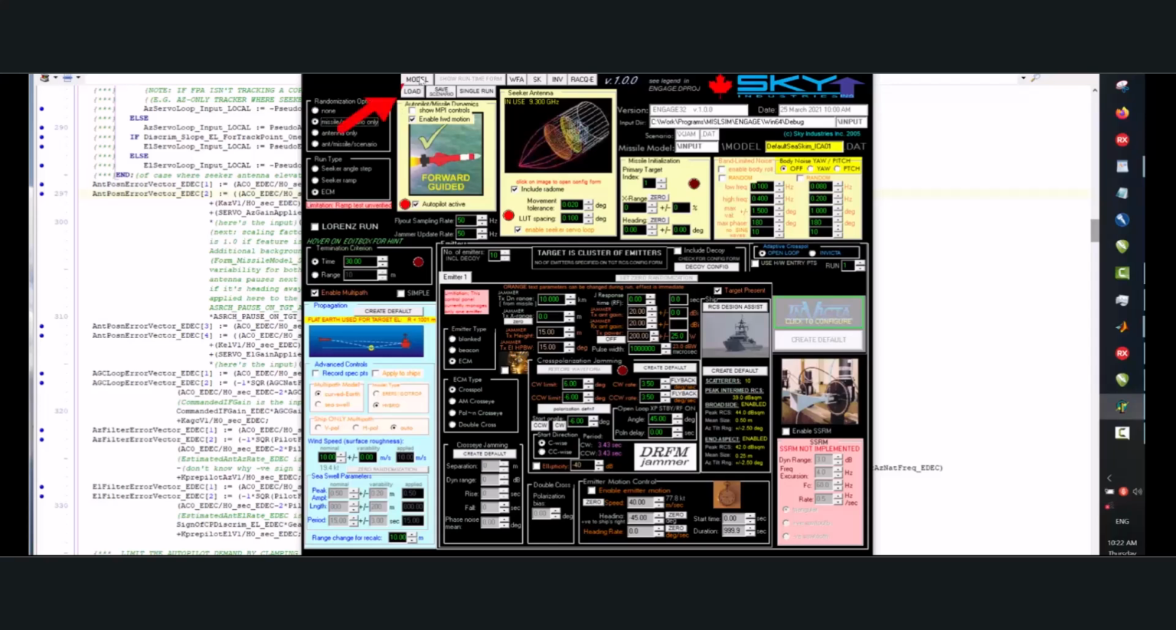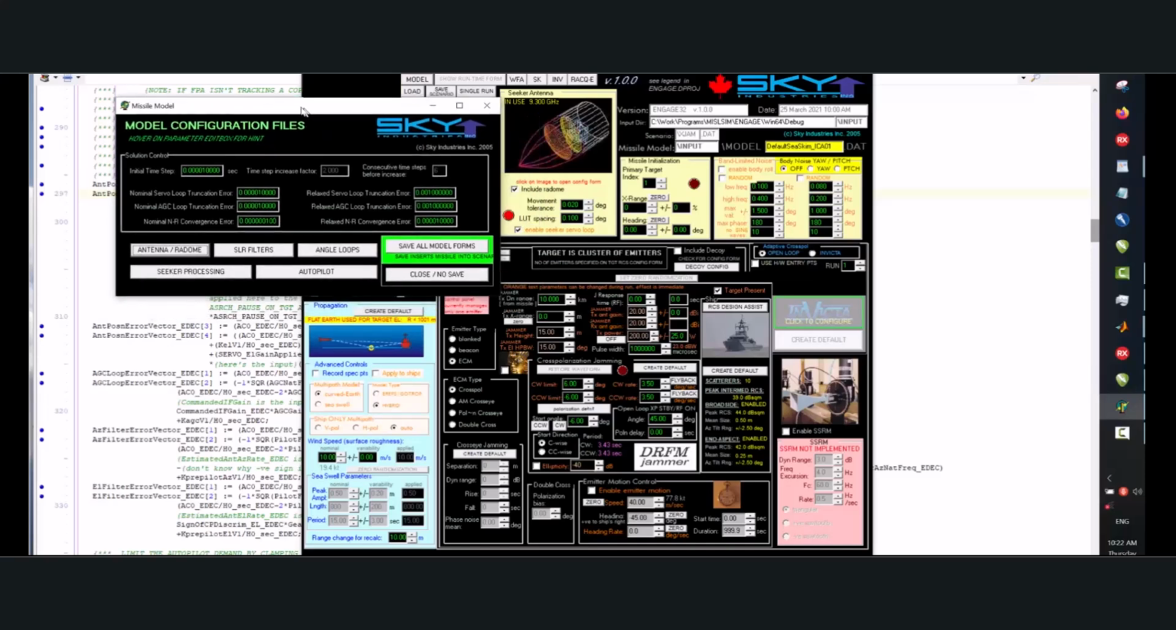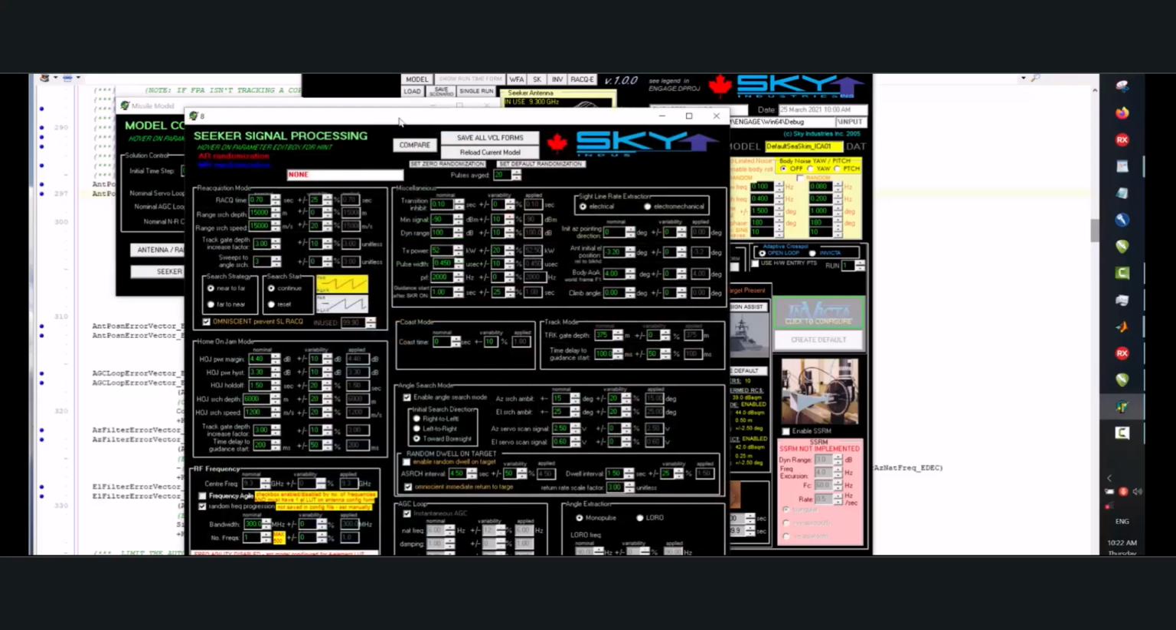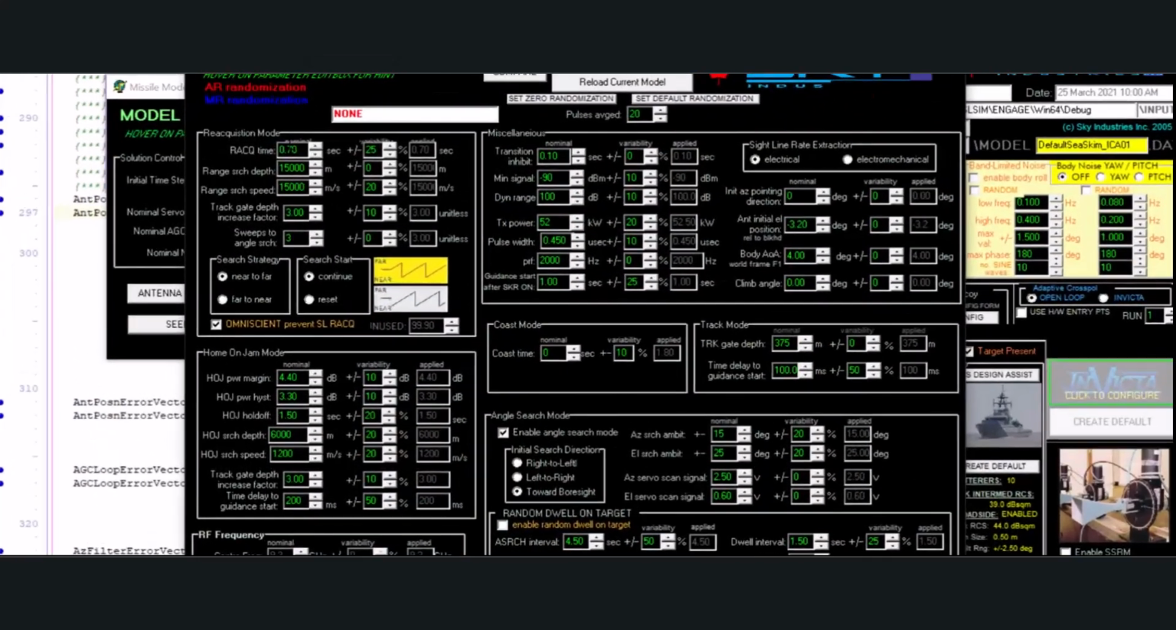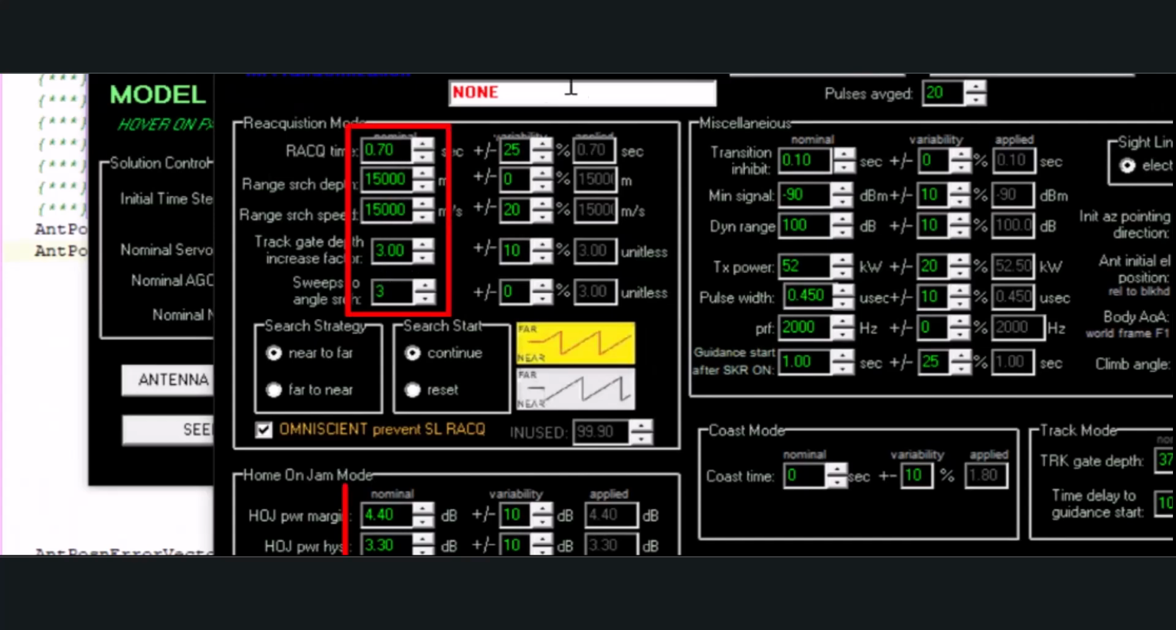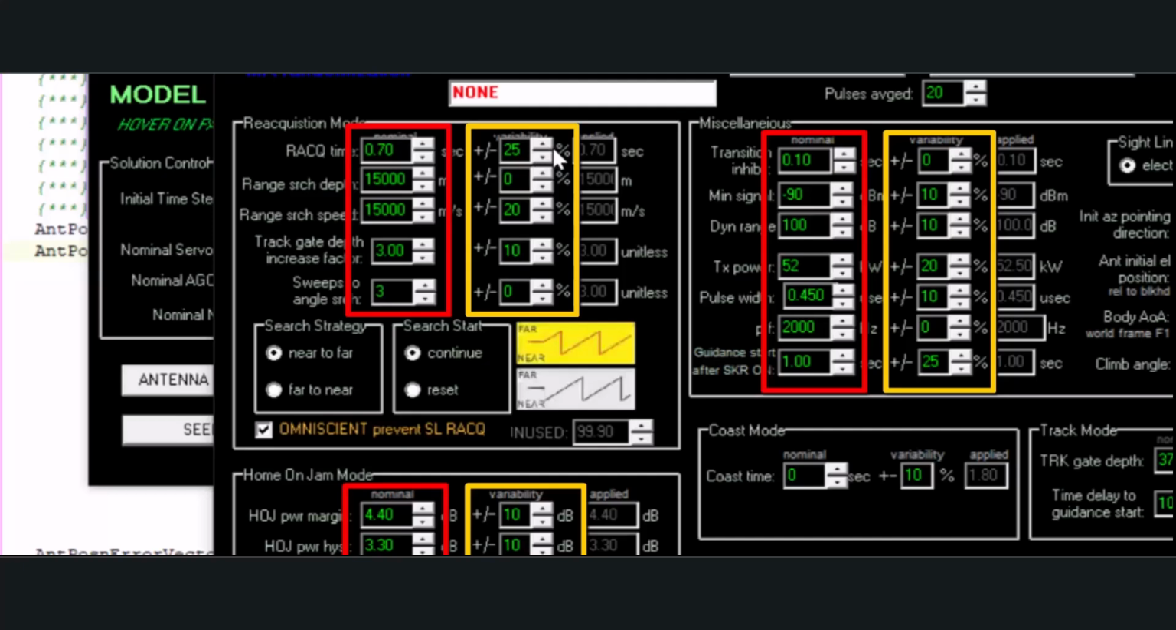If we click the model button, up comes a little teeny form, and you can look at different configuration forms like the antenna and radome and the sightline filters. Let's look at the secret processing. That's a complicated looking one. But they have one thing in common. There's a left edit box and a right edit box. There's a nominal value and a variability. And the variability is generally like %, or some of them are in dB.